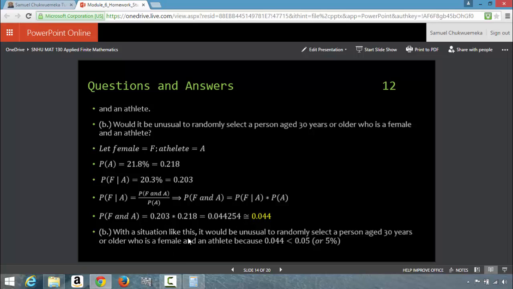And with a situation like this, yes, it will be unusual, because we talked about in some situations, depending on the kind of event or situation, if the probability is less than 0.05, which is 5%, yes, it is unusual. Okay. So this is just you cross multiply because you're solving for this. They gave you this and they gave you this. They just told you to find this probability that the randomly selected person is a female and an athlete.